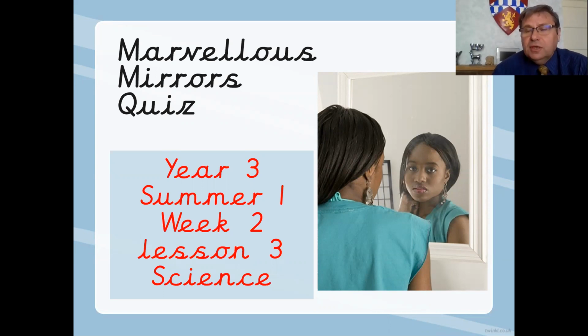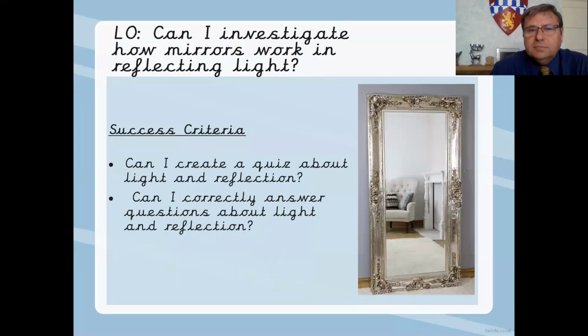As you know, we've been looking at light and mirrors and sunshine and the effects of sunshine, and this lesson is all about consolidating your learning and really showing what you've learned and seeing if other people can answer your questions. So you're going to become Marvellous Mirror Quiz masters, and you're going to write some questions for other people to answer. So the learning objective is, can I investigate how mirrors work in reflecting light?